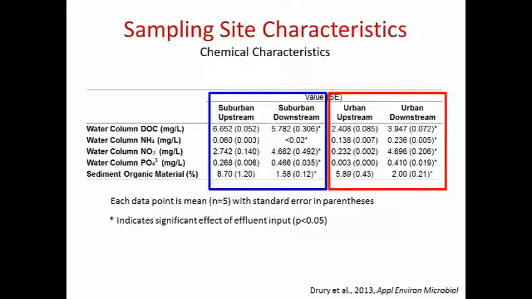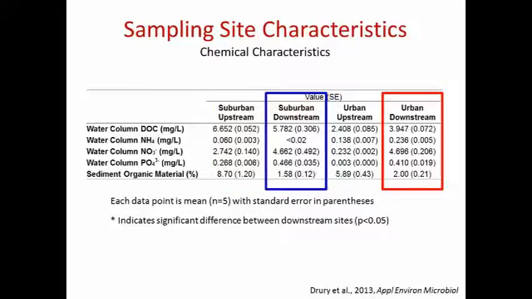Both the streams were affected by the effluent. In both streams, the effluent increased concentrations of nitrate and phosphate. So higher inorganic nutrients at the downstream sites. The other interesting thing is now our two downstream sites are basically identical to each other. So we've taken two streams that were different in nutrient chemistry, and now because of the wastewater inputs, they're basically identical in chemistry. We look at their concentrations of nitrate and phosphate and sediment organic matter. The water column DOC is a little different and the ammonia is a little different. But remarkable similarities between the two downstream sites now.